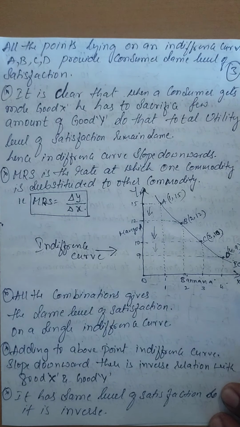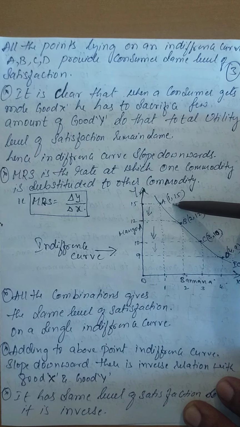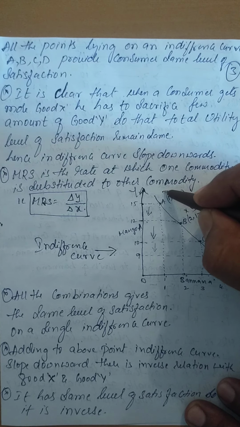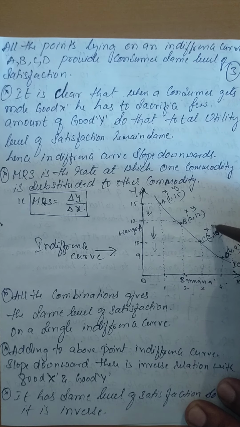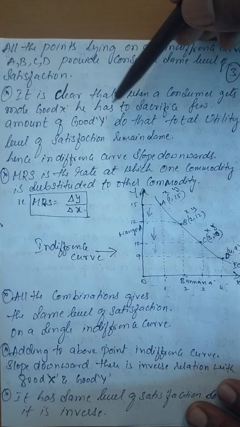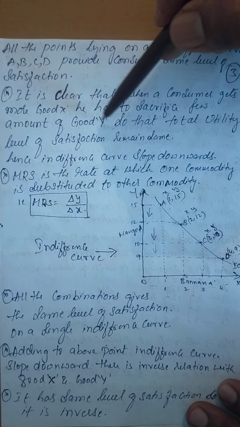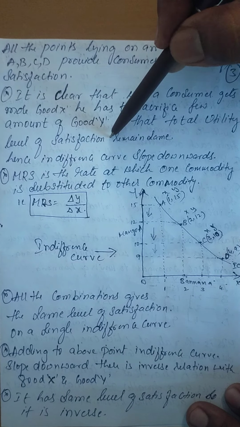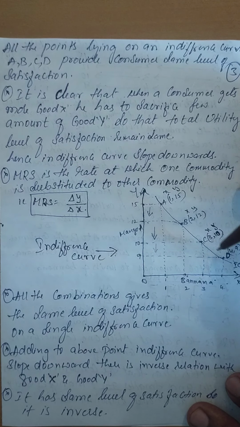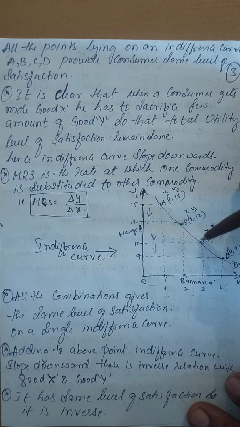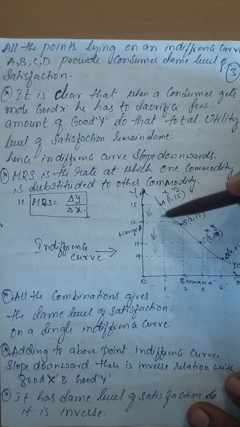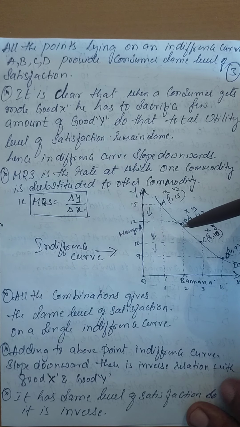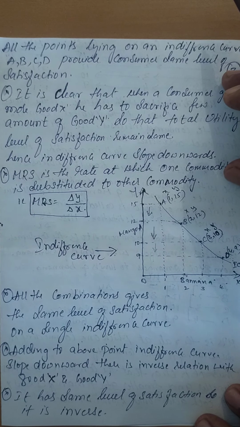See, that means when you are going to consume this, you have to sacrifice this. This is X and this is Y. So when we are going to consume good X, we have to sacrifice so much amount of good Y, so that the total utility level of satisfaction remains the same on this indifference curve. Since the total utility level remains the same, and he is a rational customer, wherever you take, he will have the food, but his level of satisfaction remains the same because he wanted to fill his stomach.